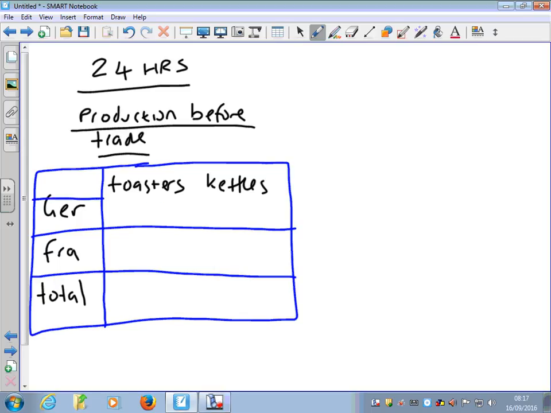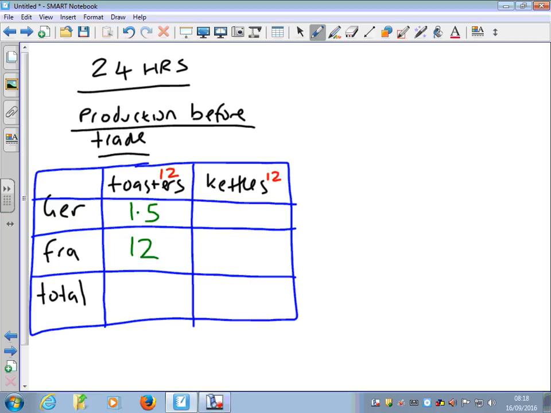So with this in mind, in this 24-hour period, 12 hours is dedicated towards toaster production and 12 hours towards kettle production. Right, let's think about what will be produced in this time then. Now in Germany, it takes 8 hours to produce a toaster. So that would mean in 12 hours, they could produce 1.5 toasters. The French, only 1 hour to make a toaster, so in 12 hours they could make 12.